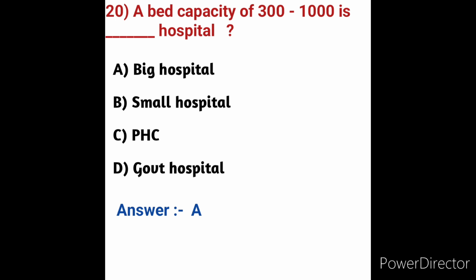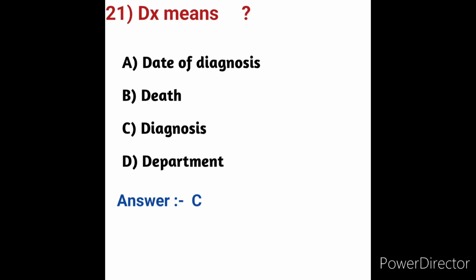Next we will move on to question number 21. Here DX means, we will see the options. Option A, date of diagnosis. Option B, death. Option C, diagnosis. Option D, department. DX is the process of information gathering and clinical reasoning to determine a patient's health problems, which is a diagnosis. Option C is the correct answer.